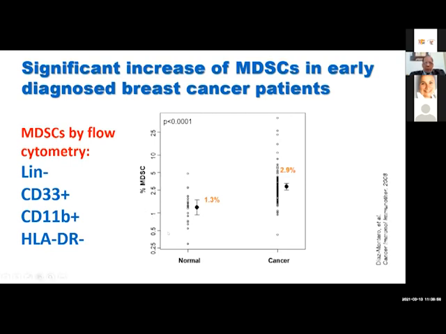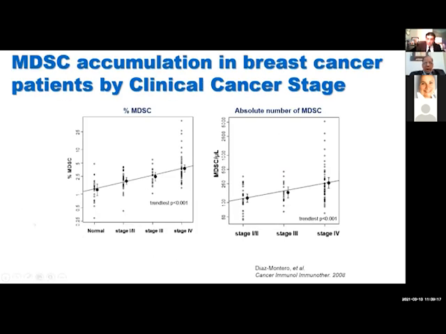And we found that when we compared, the number of these cells in normal volunteers was very low. I'm talking about the percentage and absolute number. We identified these cells as Lin negative, CD33 positive, CD11b positive, HLA-DR negative. When we looked at the different stages of breast cancer, we found the number increased with the cancer stage, from stage 1 to stage 4.